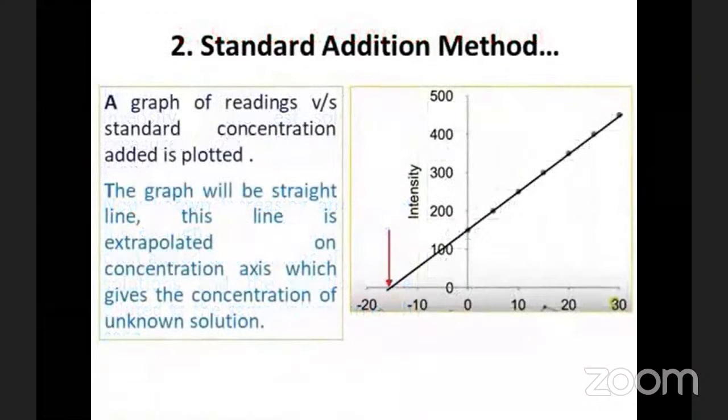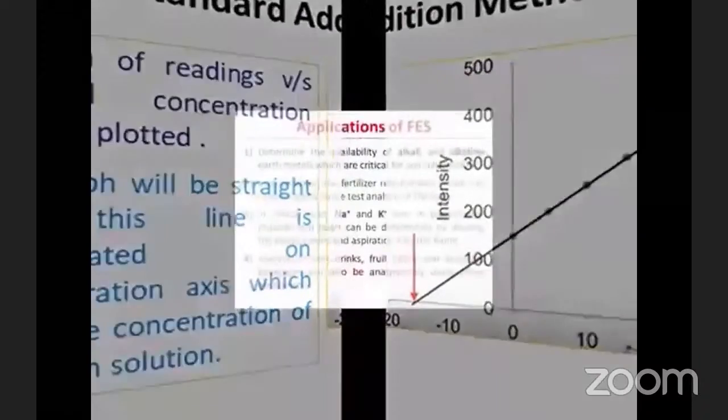Then a graph of emission intensities versus standard concentration added is plotted. The graph will be a straight line. This line is extrapolated on the concentration axis, which gives the concentration of the unknown solution.